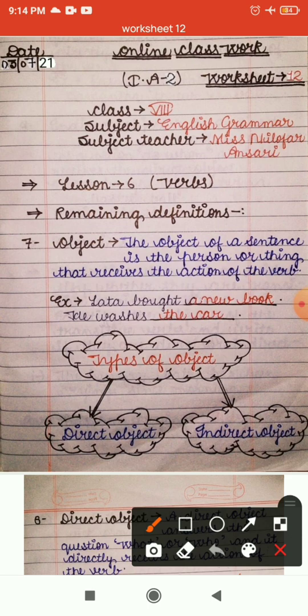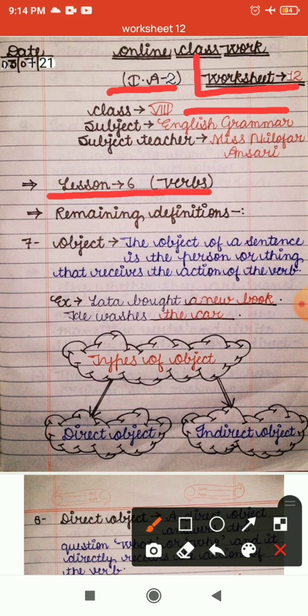So, as you all know, we are doing the syllabus of internal assignment 2. Our subject is English grammar, and in today's video, I will explain worksheet 12 that is related to lesson 6. Topic of the lesson is verbs. As you have seen, yesterday we started this lesson and we did some definitions related to verbs, and in today's worksheet I will explain the remaining definitions that are related to verbs only.